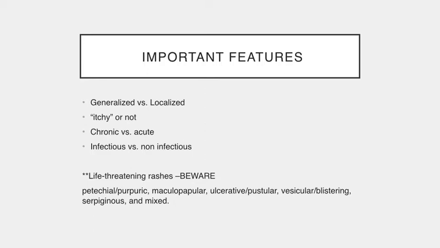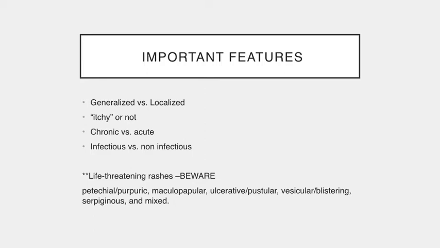And especially if it's chronic versus acute. So if you think about eczema or psoriasis, I mean, these are common chronic kinds of rashes. And so you have to begin to differentiate, you know, is something else going on with this patient, because they will come in saying I have psoriasis and it's worse. You really need to look a little deeper. And then, of course, if it's infectious or non-infectious. And we will talk more about the life-threatening rashes.